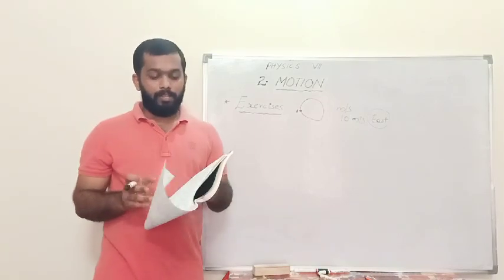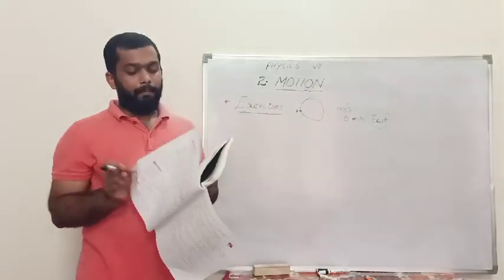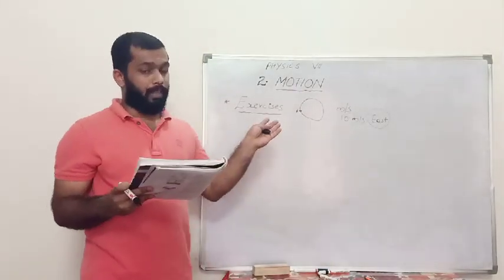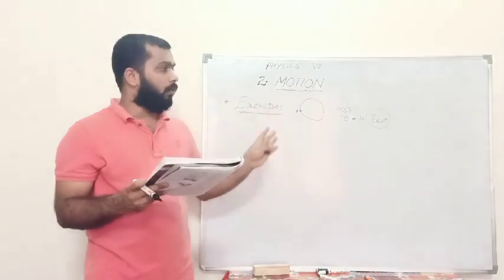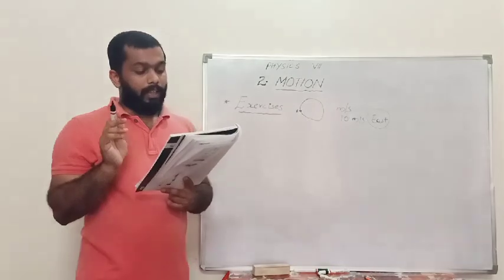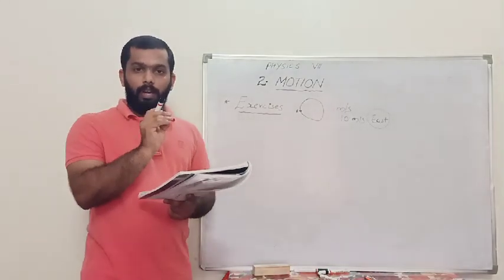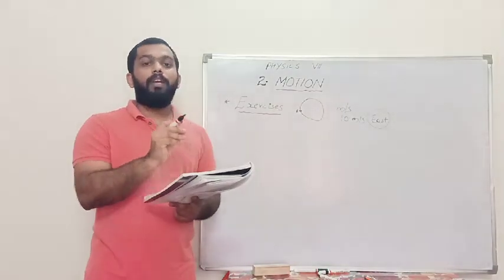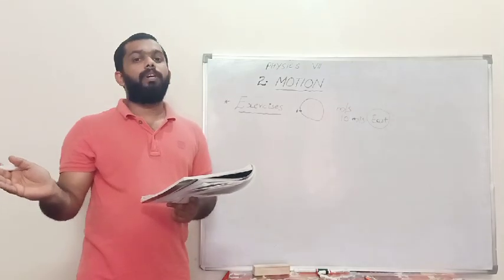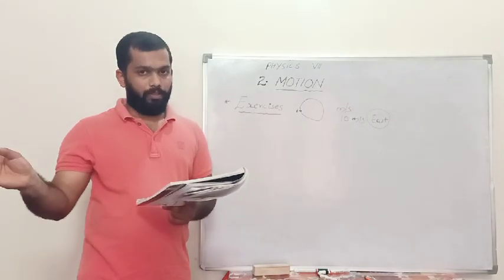Differentiate between mass and weight. What are the differences between mass and weight? I think in the previous class you saw the differences. I have already classified them. I will read them out. First one, the amount of matter contained in a body is called mass, whereas the amount of force by which Earth attracts the body towards its center is called weight.